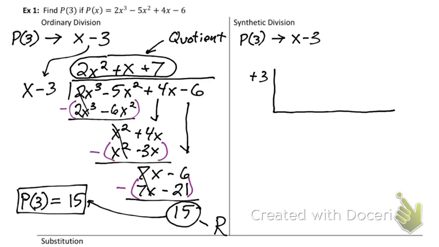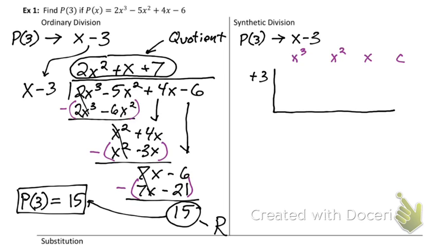Now, what I'm going to do is look at my original thing. See how we have x cubed, x squared, x, and a constant? We're going to have different columns on this one. We're going to have an x cubed column, an x squared column, an x column, and a constant column.